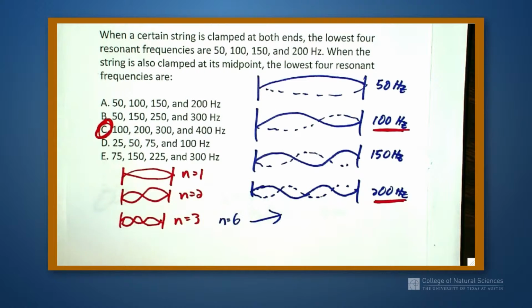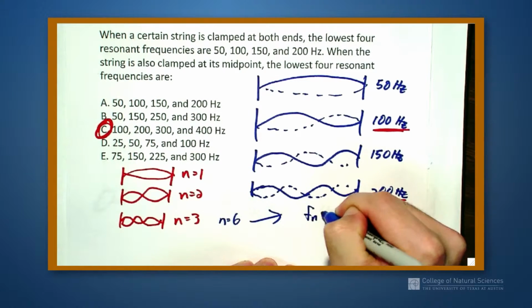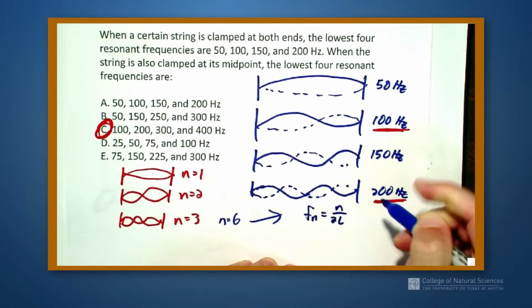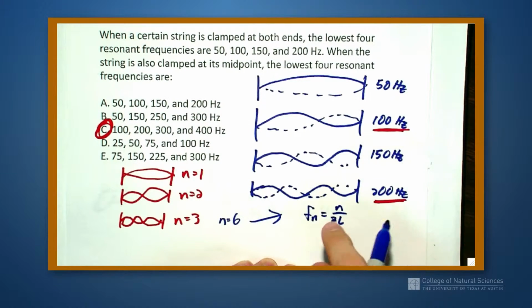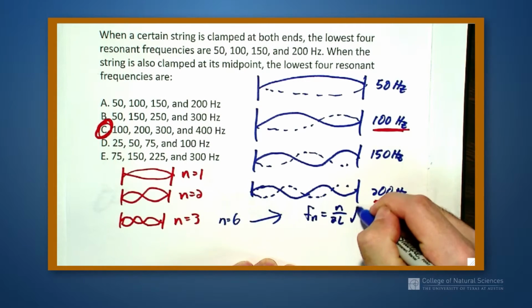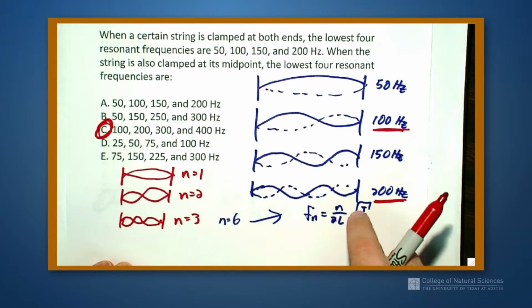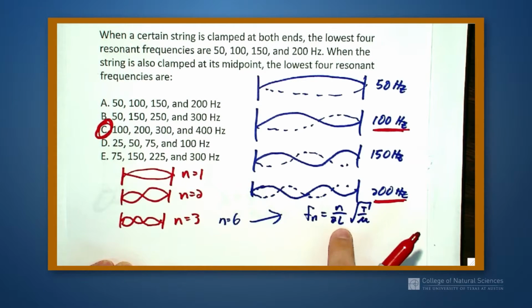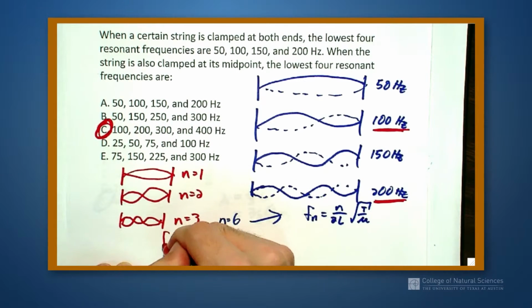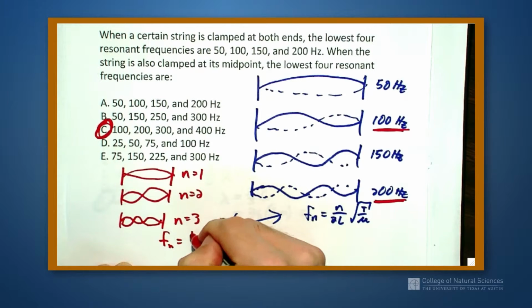Let's see how this works out if we actually look at the equation that we get. So f of n is equal to n over 2L square root of T over mu. This is the standing wave on a string, what frequency it happens at. If we have a number of antinodes n, the length of the string, the tension, the mu. And we're going to assume that the tension and mu are going to be the same, and we're going to look for n equals 1 through 4.